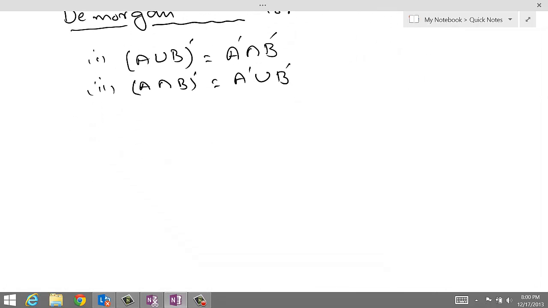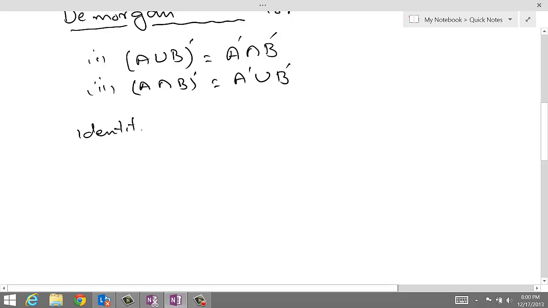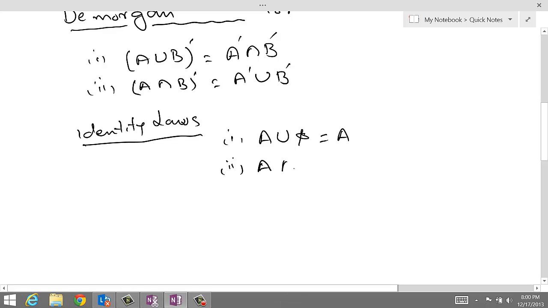And if you have studied subsets and complements, then obviously these identity laws are not going to be difficult for you to understand. Identity laws. For identity laws, number one, A union null set phi is equal to what? Obviously it's equal to A. And number two, A intersection null set is going to be what? It is going to be the null set.